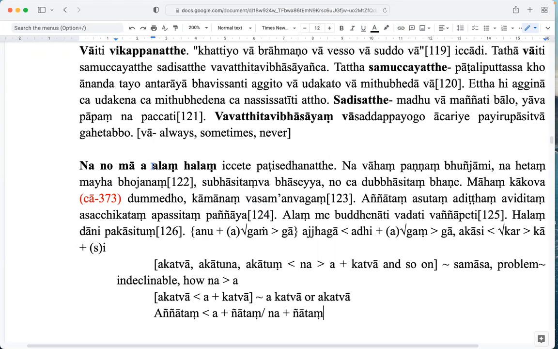And then the next particle for negation is also that. Since Sayadaw gave these examples, anyatang, asutang, and so on, according to these examples, they are not sandhi. Yes, they are not sandhi, but samasa also can be.